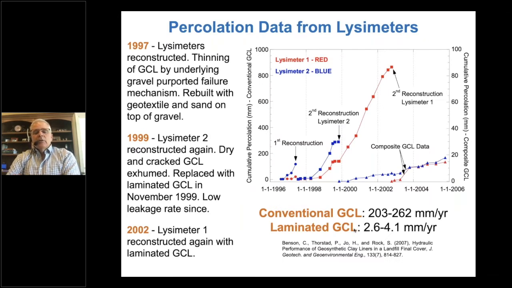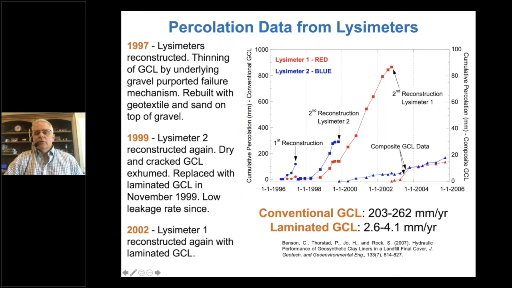This was done in the middle 1990s. You do your calculations, and you expect 2-3 millimeters of liquid a year coming through a GCL in a cap if it's working as expected. This is cumulative percolation on the y-axis versus time, or date, on the x-axis. Early on, yeah, the flow rate was extremely low. But within a couple of years, we went from a couple millimeters a year to hundreds of millimeters a year of flow, right? Something was very wrong.